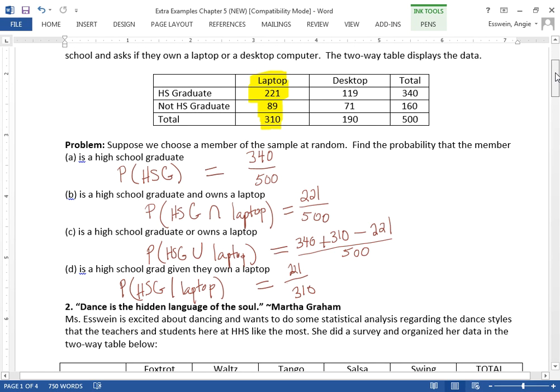Questions on one? Yeah. For letter C. Letter C. Like I just added.